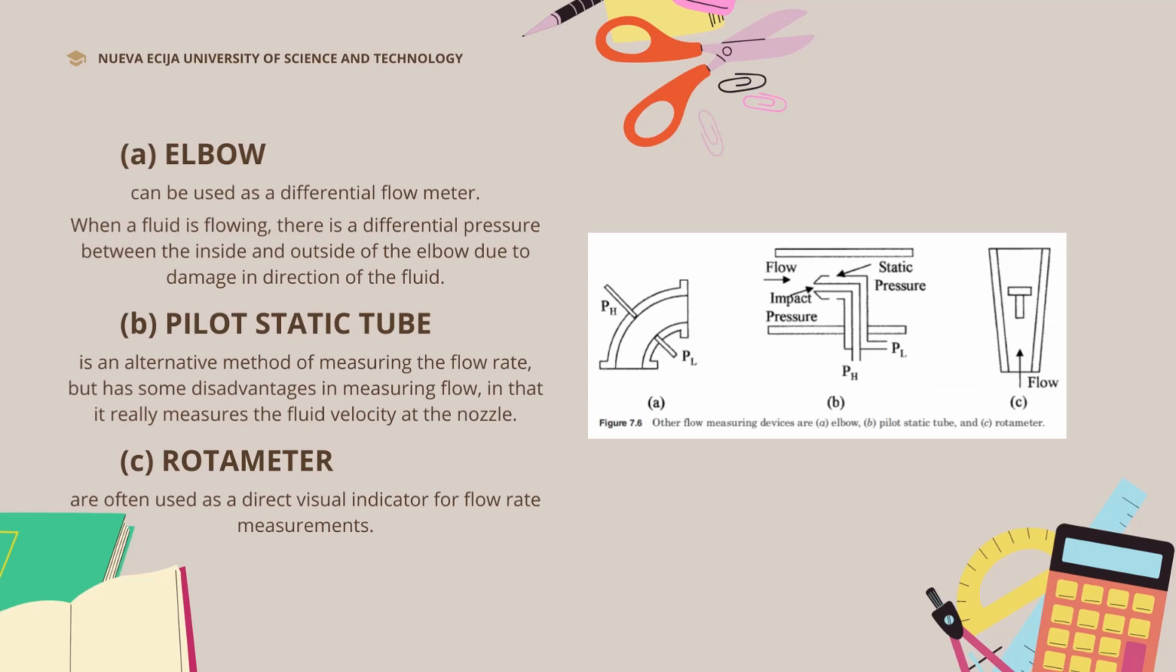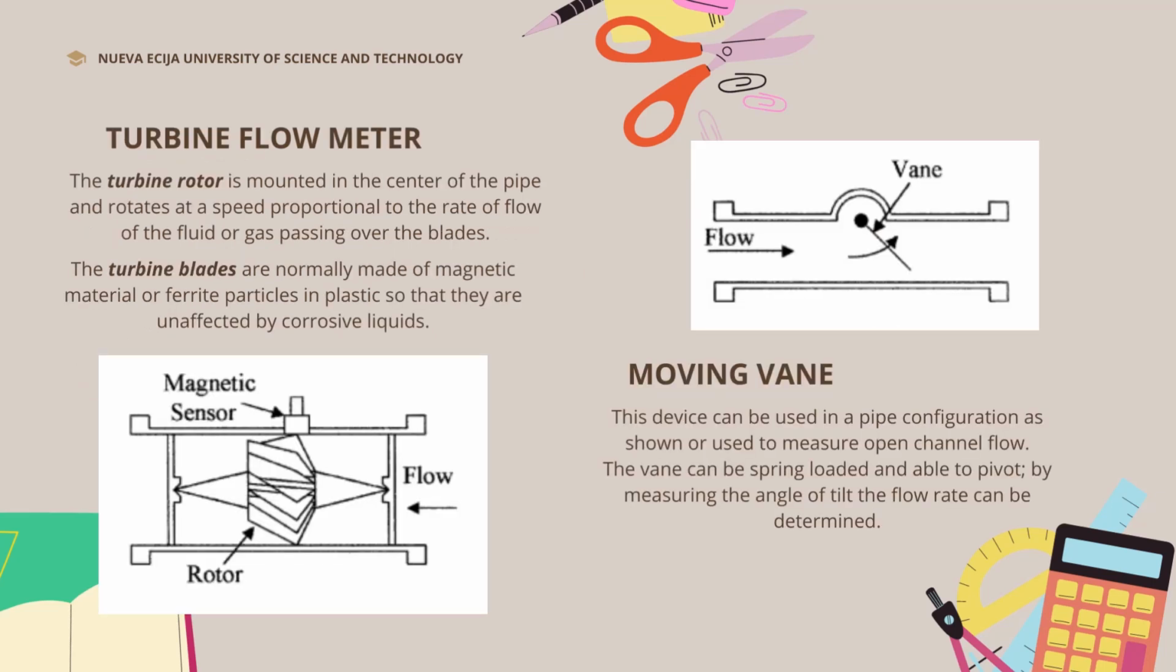Isang example ng rotating flow rate device is yung turbine flow meter. The turbine rotor is mounted in the center of the pipe and rotates at a speed proportional to the rate of flow of the fluid or gas passing over the blades. Wherein yung turbine blades na sinasabi natin is normally made of magnetic material or ferrite particles in plastic so that they are unaffected by corrosive liquids.